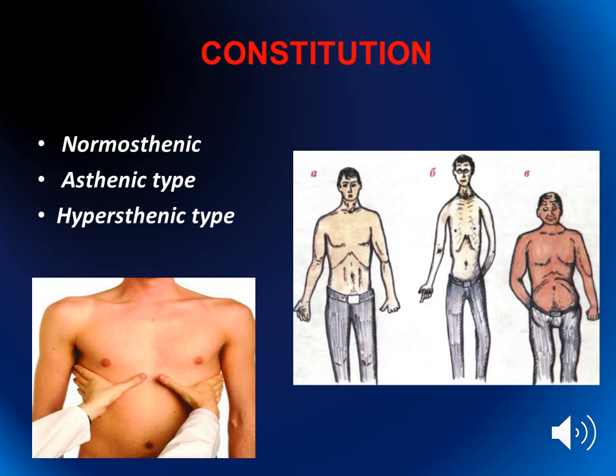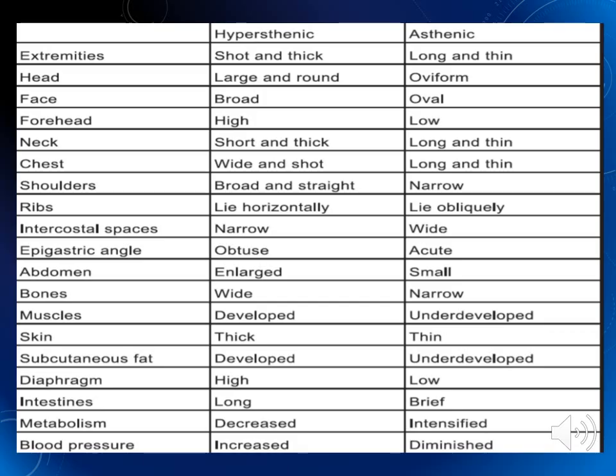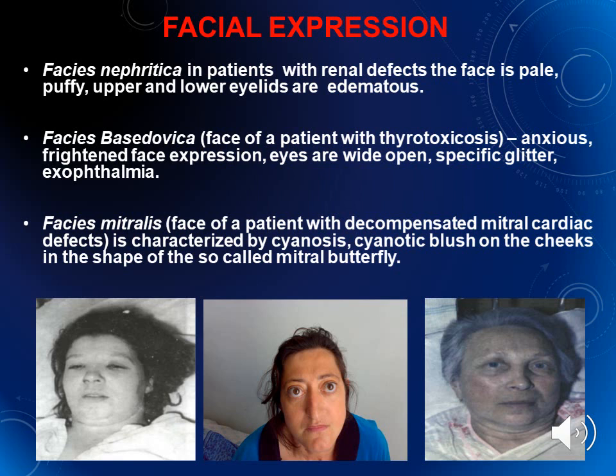Normosthenic constitution is characterized by well-proportional makeup of the body, and this is intermediate between the asthenic and hypersthenic constitutions. And this slide demonstrates a summary of the differences between hypersthenic and asthenic patients or constitutional types. Facial expression is another important finding during visual examination, and this facial expression also allows us to put sometimes diagnoses at first glance.